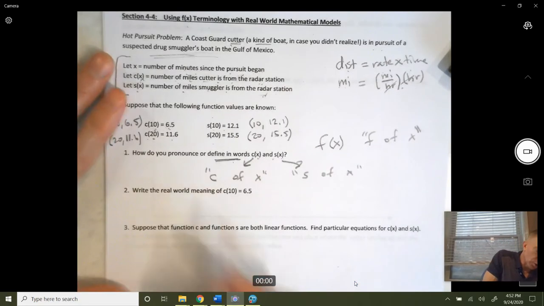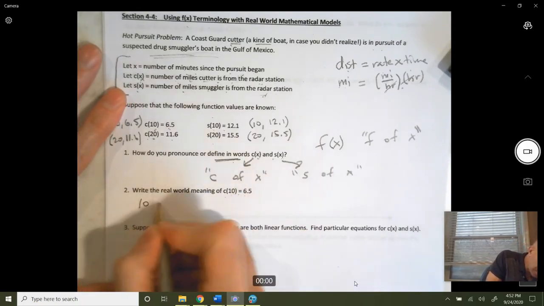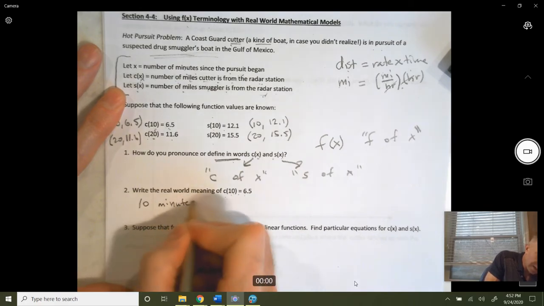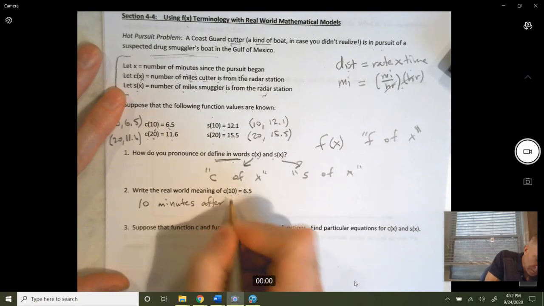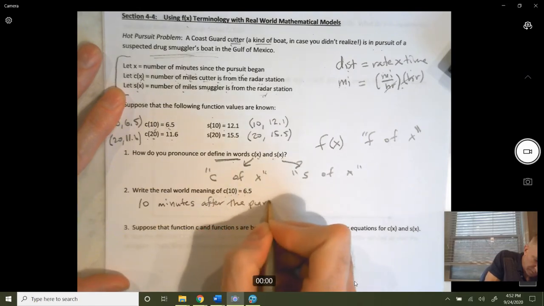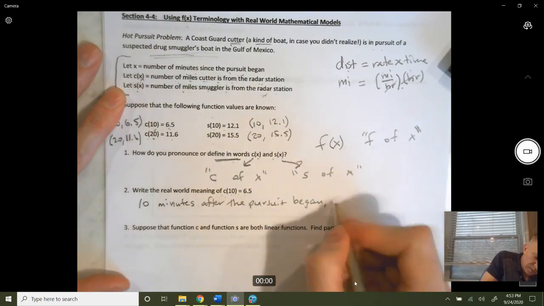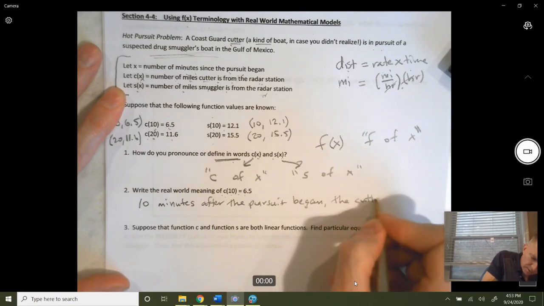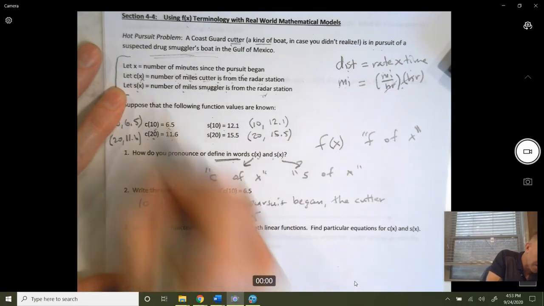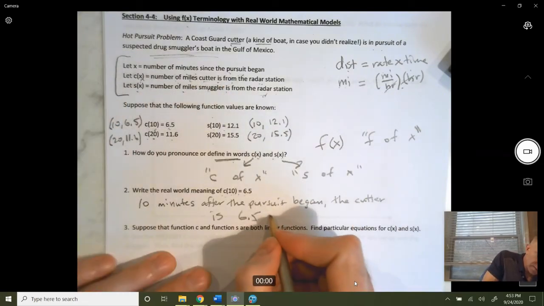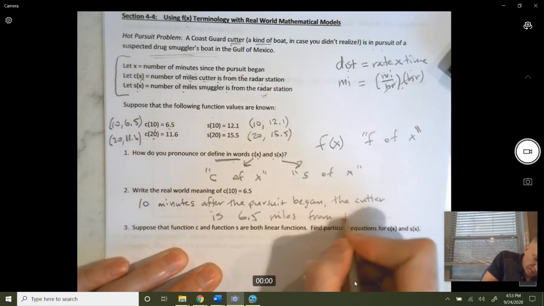Okay. Write the real world meaning of C of 10 equals 6.5. Well, that means 10 minutes. All we have to do is look at how it's defined. 10 minutes after the pursuit began, the Coast Guard cutter, since C of x is defined as the number of miles from this radar station, is 6.5 miles from the radar station.